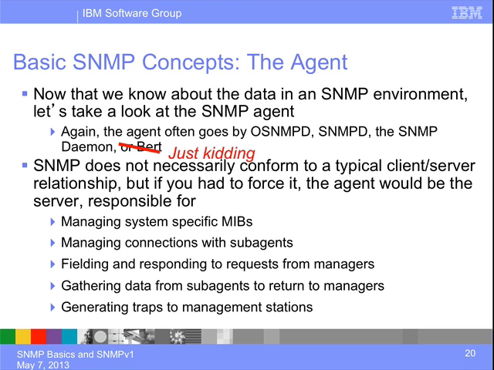Again, the SNMP agent would be a sort of a server if the SNMP environment conformed to the typical client-server relationship. It's responsible for managing MIBs specific to the SNMP environment, like the system MIB. It's also responsible for managing the connections with the various subagents active in the environment, fielding and responding to requests from managers, gathering data from subagents when needed to fulfill a manager's query, and generating traps to management stations. We'll talk about more of these a little later.